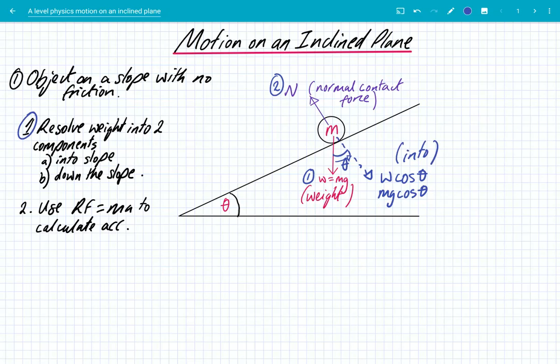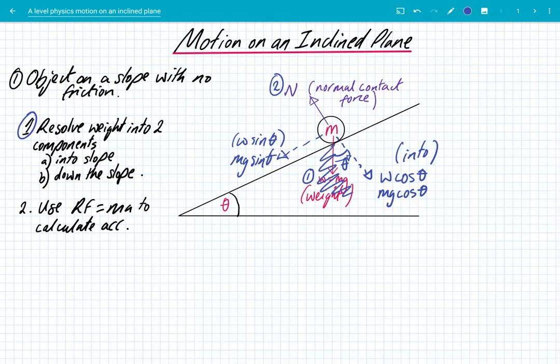We now need to resolve our component down the slope. And there's a component of the weight, which is actually what makes the object accelerate down the slope. And this component here must be mg sine theta, or W sine theta if we're using the weight instead. So there we have our forces. We can now ignore this vertical weight. It's been resolved into these two components, into and down the slope.